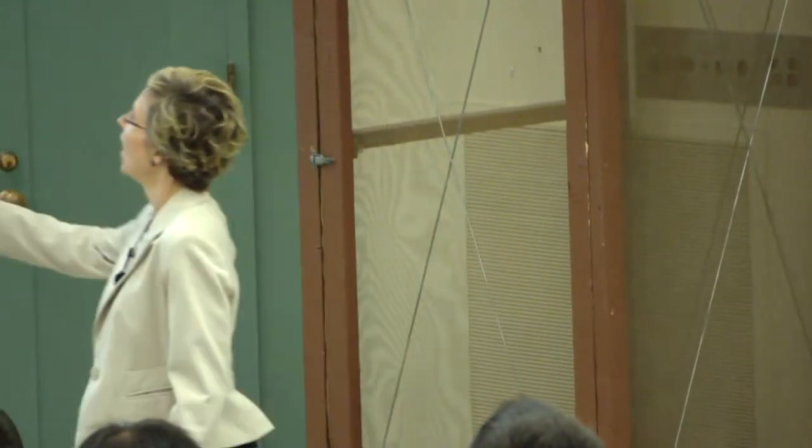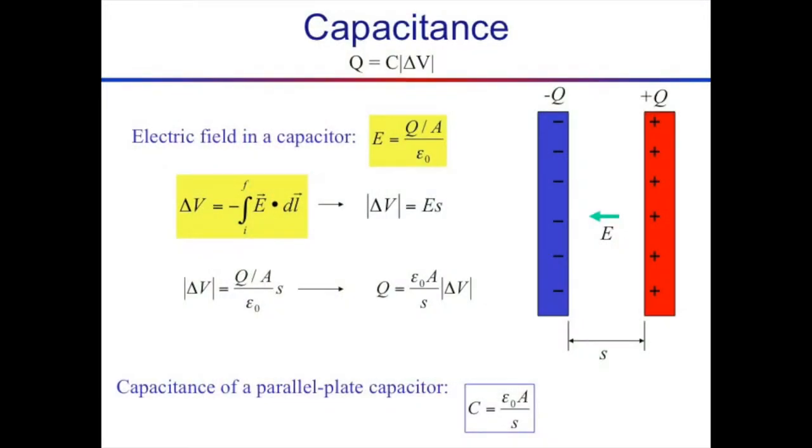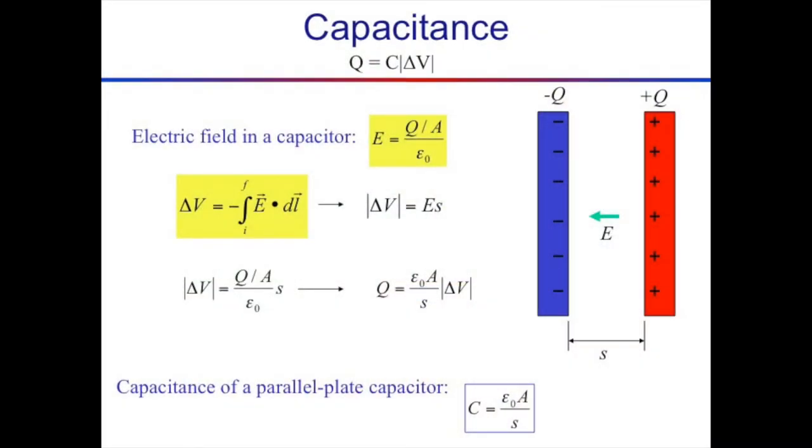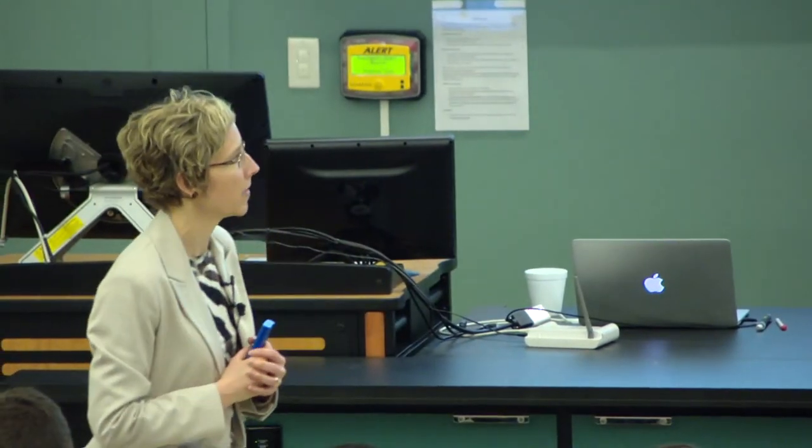You'll never forget it. OK, electric field in a capacitor. We can now calculate what the actual value is of the capacitance for a parallel plate capacitor, with what you've thought about so far being the disk shape, right? So if I think about the electric field inside the capacitor, I know that in the interior of the capacitor, the electric field is going to be Q over A over epsilon naught. That's the electric field inside once we've charged up the capacitor.